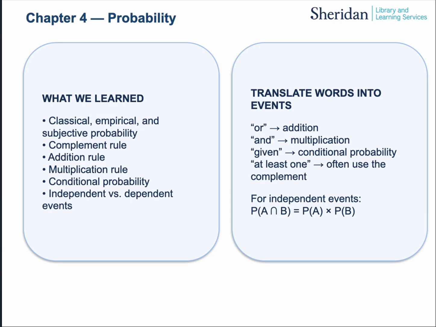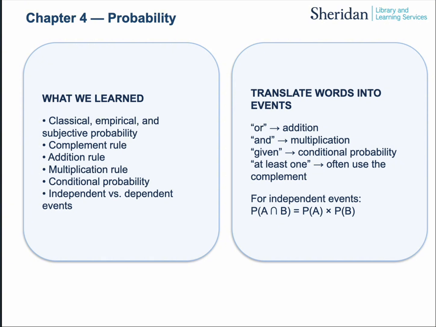Now let's review some important probability rules. One rule that students often forget is the complement rule. Whenever you see phrases like at least one or not, don't rush into calculating the probability directly. Instead, ask yourself, would it be easier to calculate the opposite event first? Very often the answer is yes. For example, instead of finding the probability of getting at least one success, it's usually much easier to calculate the probability of getting no successes and then subtract the result from one.